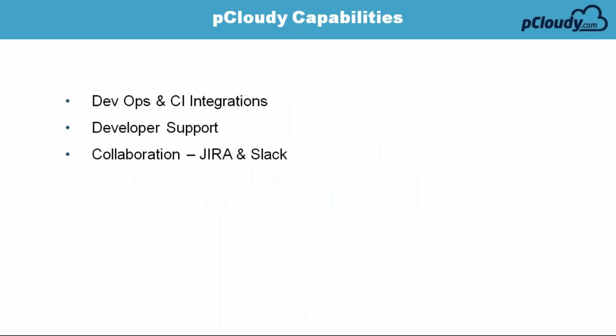Now we are on the last slide, just to summarize that pCloudy can absolutely be used in DevOps and CI integrations. We have close integration with Jenkins. We have a plugin for it, so you can use it in your CI setup. This can also be used by developers. We have developer support, so developers can debug their applications directly on Xcode or Android Studio for iOS and Android devices. And in a true sense, it's a collaborative platform.